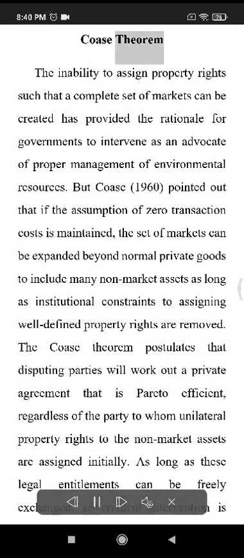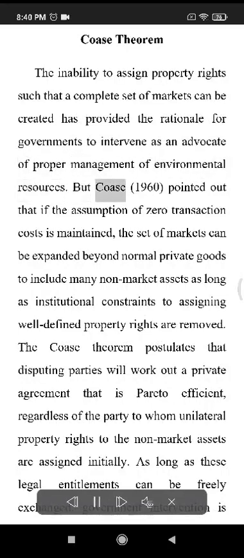Coase Theorem. The inability to assign property rights such that a complete set of markets can be created has provided the rationale for governments to intervene as an advocate of proper management of environmental resources.